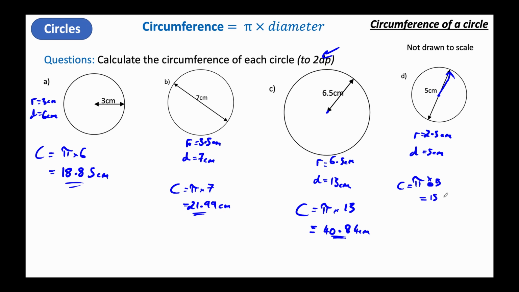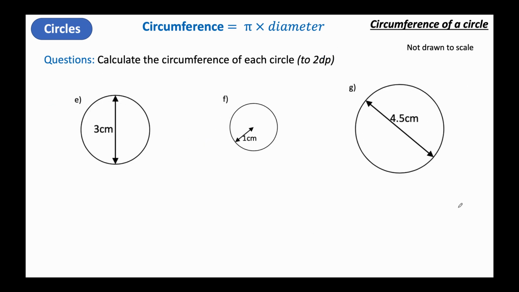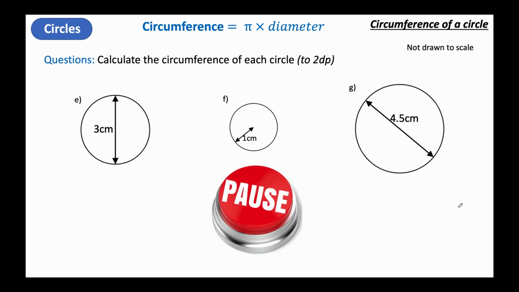Right, 15.71 centimeters to 2 decimal places. Yep, got the idea? Great, you're doing brilliantly. In which case, 3 more for you to do. 2 decimal places, pause the video, whack through those, round them to 2 decimal places, unpause when you're done. Go.